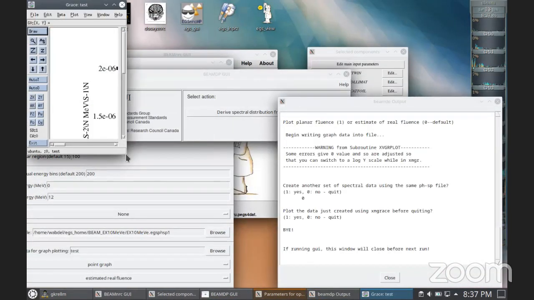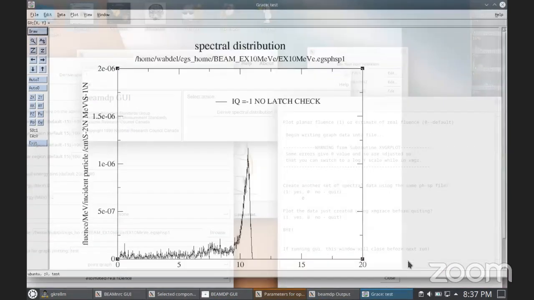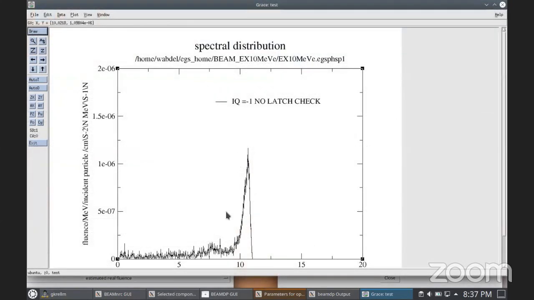Okay, so you see, this is what I'm saying, that most of them actually come with the same energy. They will reach the surface of the phantom with, let's say, 10 MeV or 11 MeV. It looks like a peak. But that is a dose. Yes, but this is a spectrum of electrons, okay?